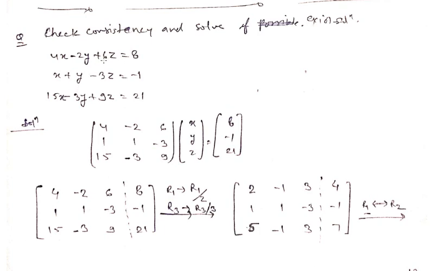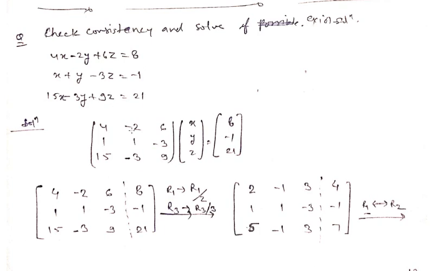There are three variables x, y and z, and there are three equations. So we have to find the values of x, y, z. If they are distinct values, it means they might be unique, or they might be infinite if a solution exists, or if a solution doesn't exist, the system will be inconsistent.